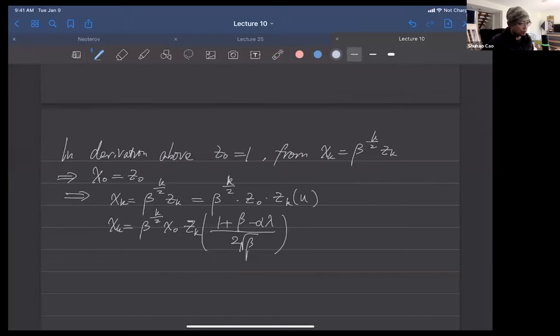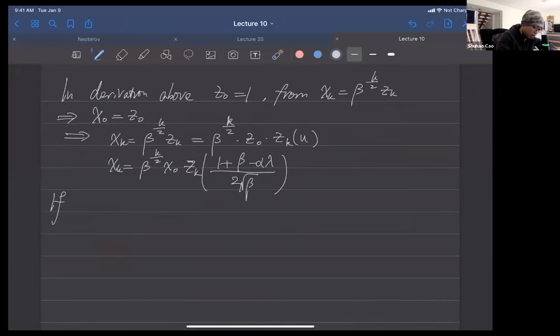Now we just have to use the special property of the Chebyshev polynomial. That is, if the input is between minus 1 and 1, so if the absolute value of this is between 0 and 1, then we can safely guarantee that, when we take the absolute value, we can just get rid of this term. Okay.